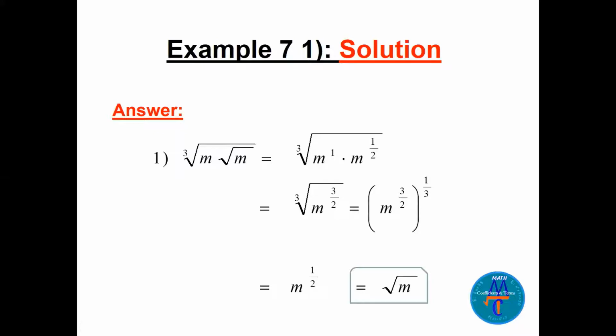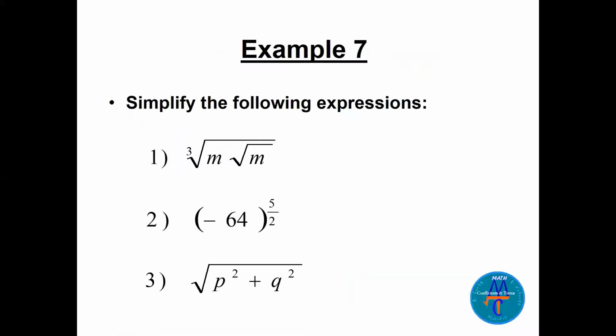Now, this one, cube root of, this is 1 over 3 times m to the power 3 over 2. Now multiply the powers, easy numbers, fractions here. 3 over 2 times 1 over 3, half. M power half is square root of m. Nice, easy example. Let's see the second one, please. What do you think about the second one? Minus 64 to the power 5 over 2.